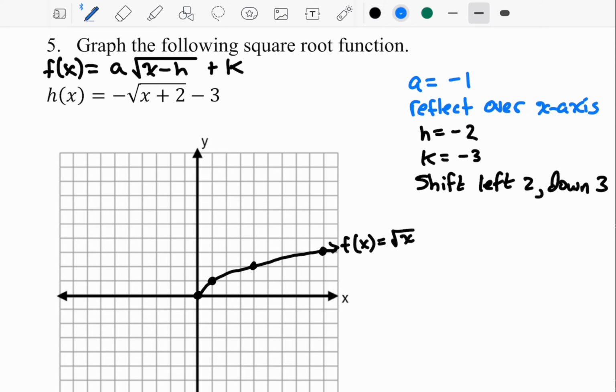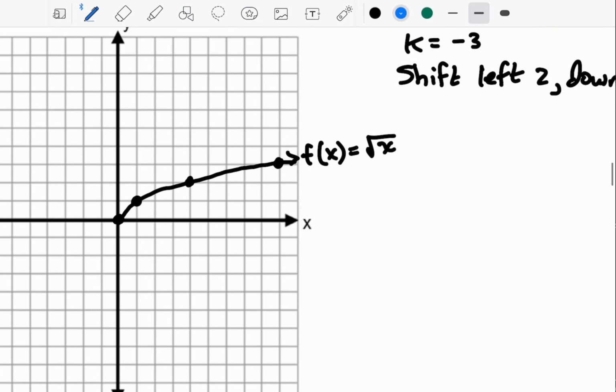All right. Always take care of the a values first. So if there's a reflection, stretch, shrink, take care of that first. Otherwise, you get into your shifting. All right. So if I take each of these points and flip them over the x-axis, I'm going to get, well, I'll get 0 staying at 0. I'll get this set of points. Now, each one of these points is going left 2, down 3.